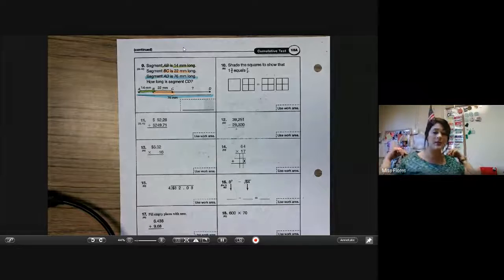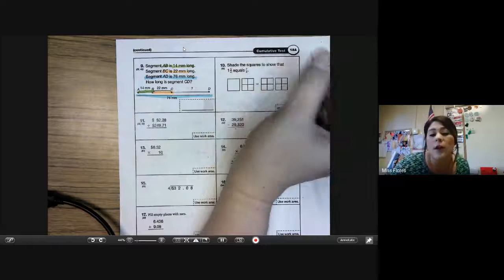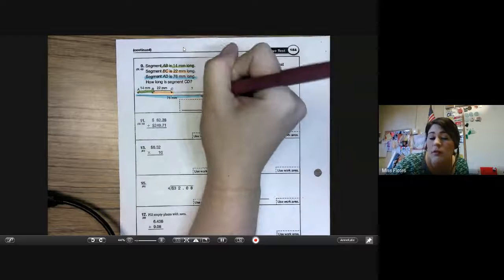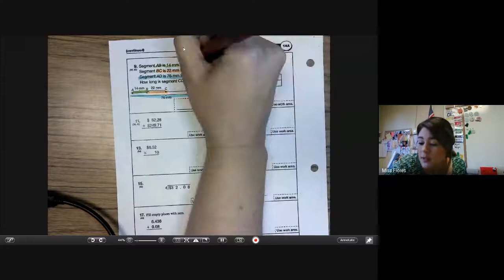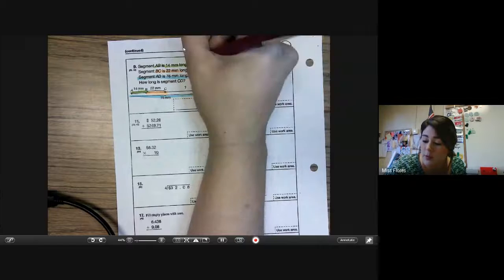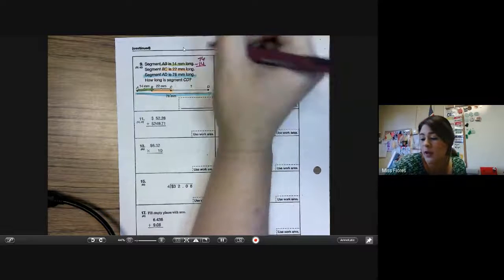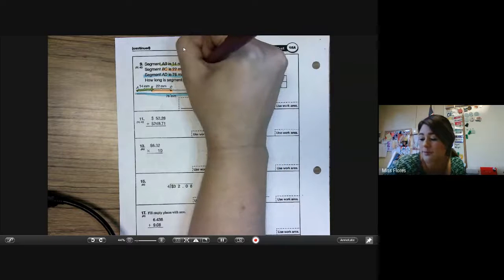Okay, so that means that we don't know this part because they haven't given us the number. So we have the total number, which is 76. So the first thing I'm going to do is subtract the part I know, which is 14, from 76. 6 minus 4 is 2. 7 minus 1 is 6.